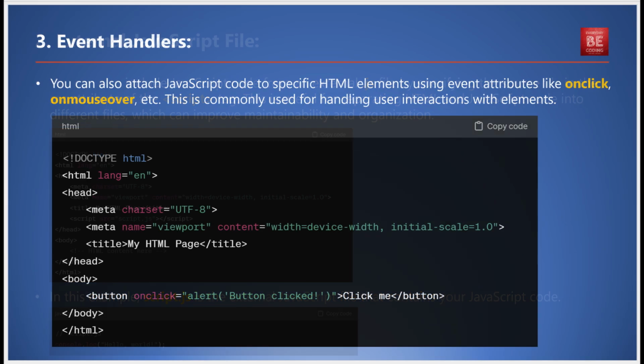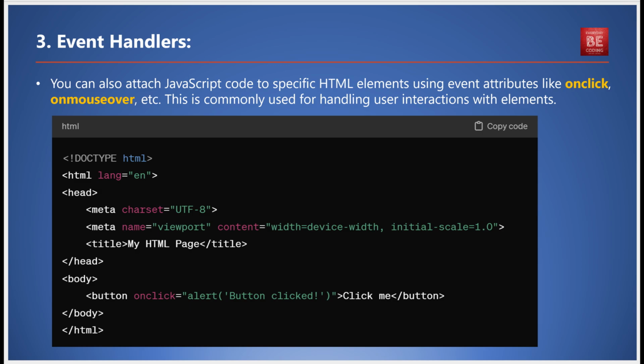Finally, there's the option of using event handlers. This method involves attaching JavaScript code to specific HTML elements using event attributes like onClick, onMouseOver, and so on. This is commonly used for handling user interactions with elements. For instance, you could have a button in your HTML document that displays an alert saying "button clicked" when clicked. The button element would look like this: "Click me."